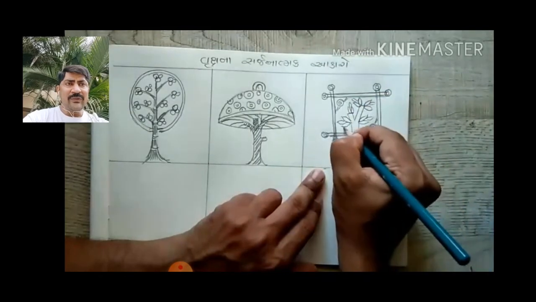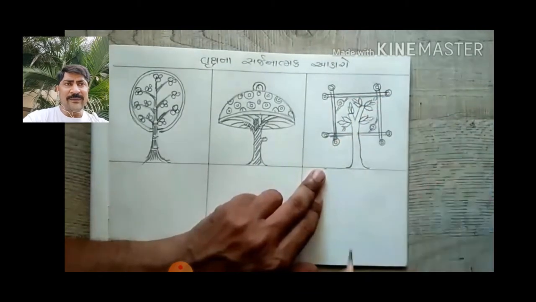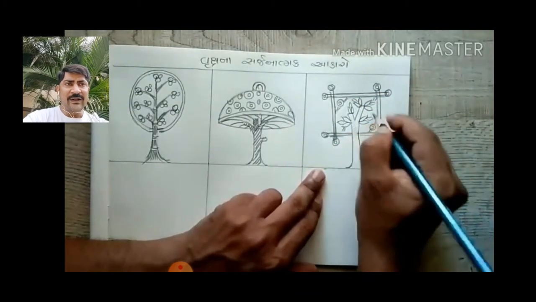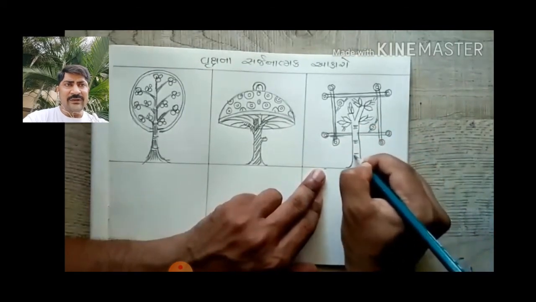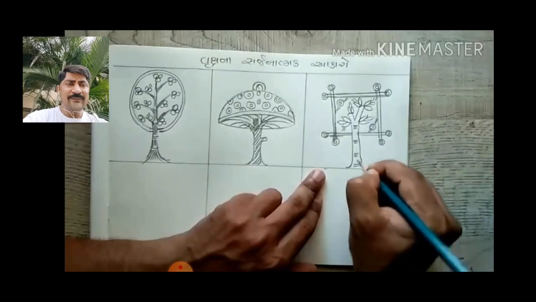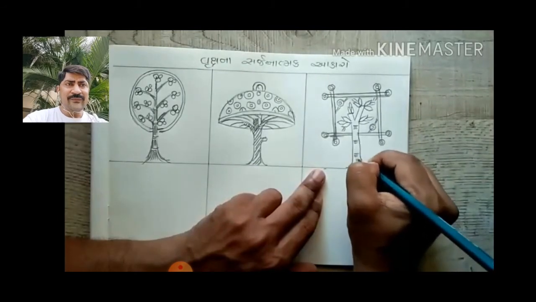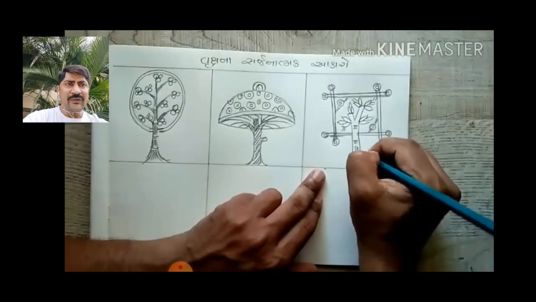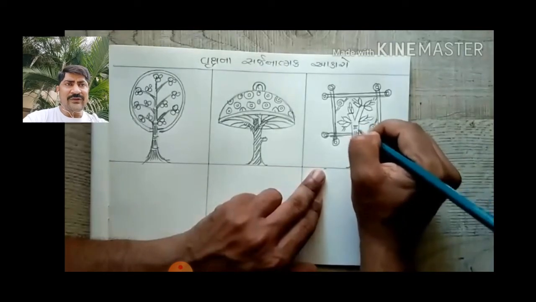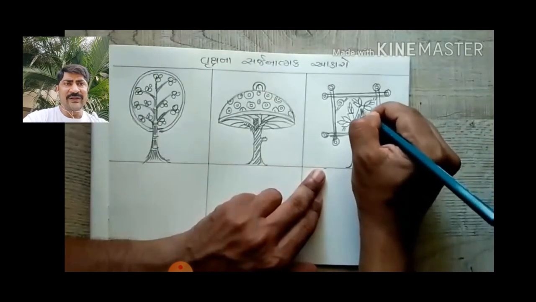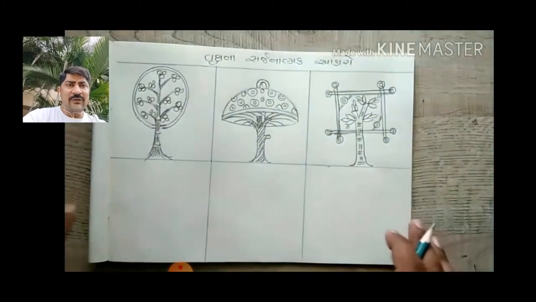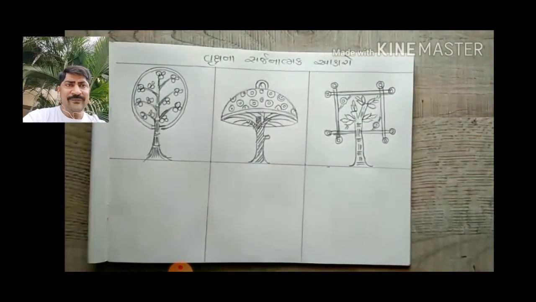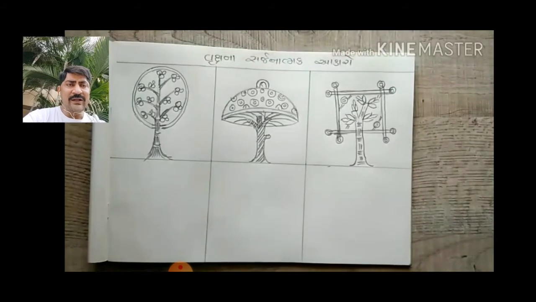Now we come to give the texture in the trunk of the tree. We had learned different textures, from which we take 3 lines horizontal, 3 vertical. So the tree is completed this way, easily. Clear? Now the fourth type of tree, we create in the triangular shape.